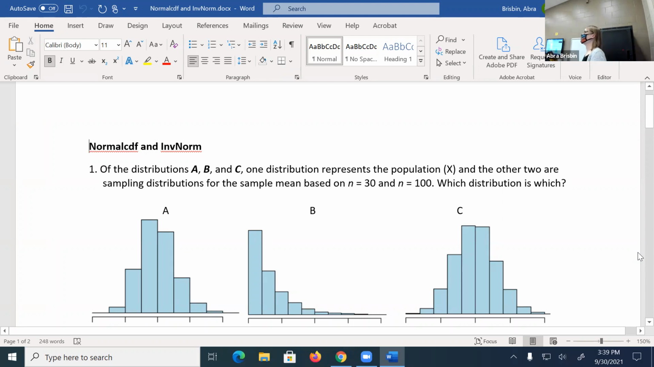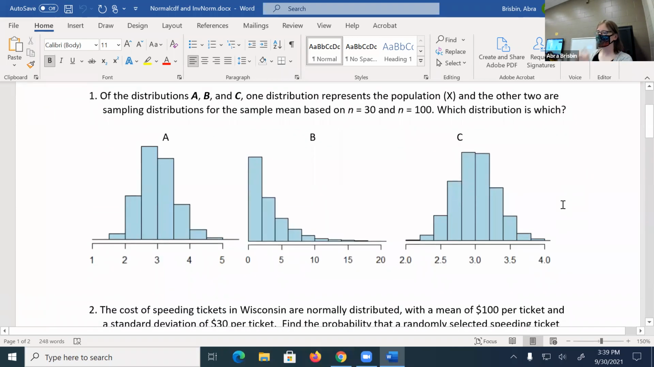All right, so let's talk about this. For problem one, which distribution represents the population? Let's do hold up fingers, 1 for A, 2 for B, 3 for C. So hold up fingers for the population. 2, yes. So what's the thinking here? Why is graph B the population? It's the most skewed, yeah.